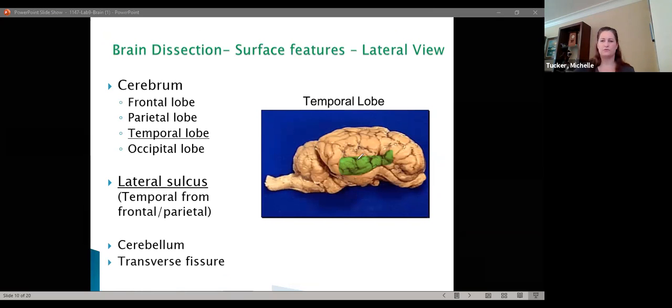Usually we'll have 24 students, we'll have a dozen brains or so, and we'll get one that looks great. And I'll be like, okay, everyone come over here and see this one. On the human model it's easy to see because again, it's one that we've marked in marker. So the cerebellum is the structure here, and the transverse fissure is here, dividing the cerebrum from the cerebellum.